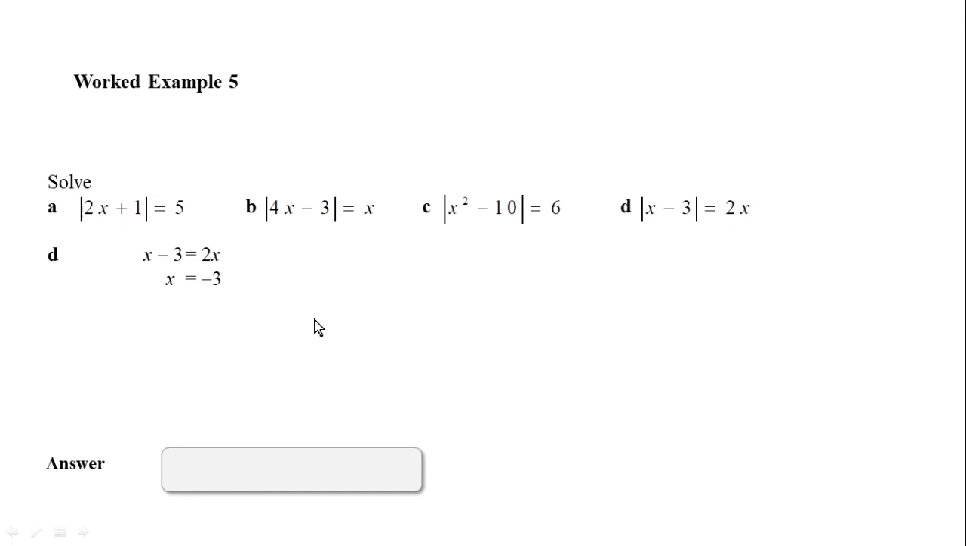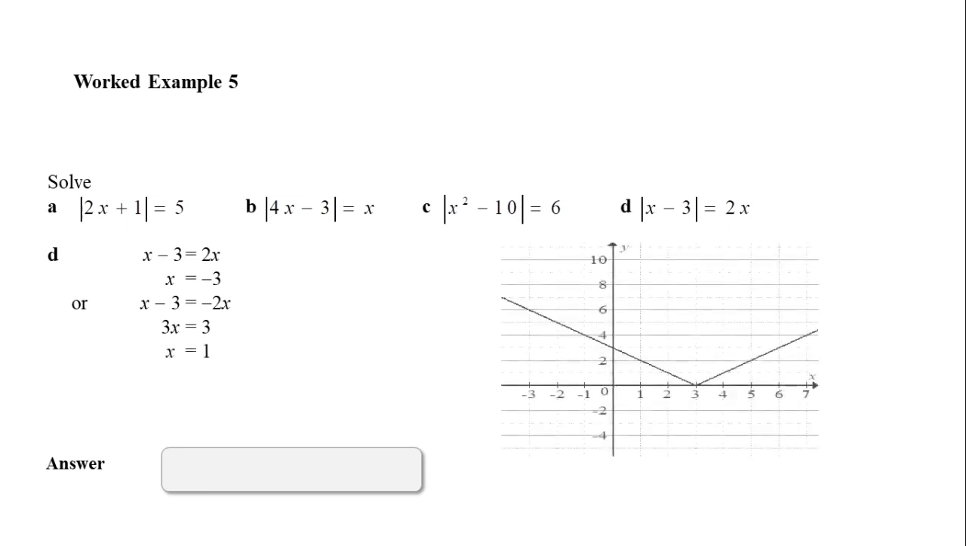Okay, let's try to make the 2x a negative. That's the second solution. x minus 3 is equal to negative 2x, therefore 3x is equal to 3. Thus, x is equal to 1.